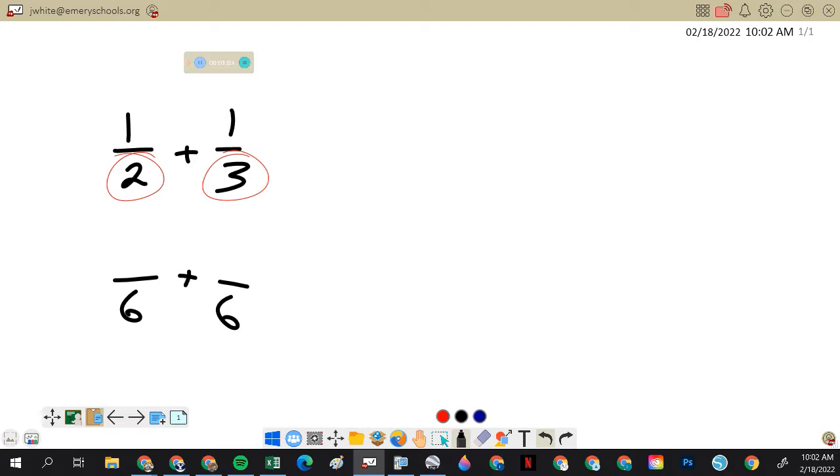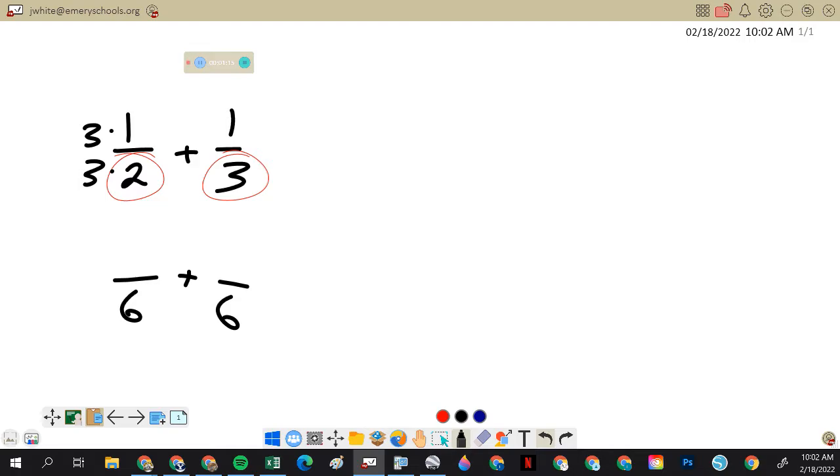Okay, what about 1/2 plus 1/3? We need a common denominator, and the easiest way to find a common denominator is just multiply 2 and 3 together and we get 6. Okay, so how many sixths are there in 1/2? 3, and you get that by multiplying the bottom by 3 and the top by 3.